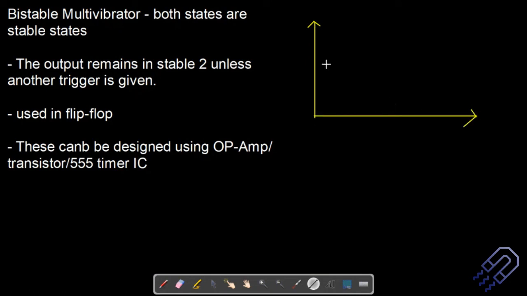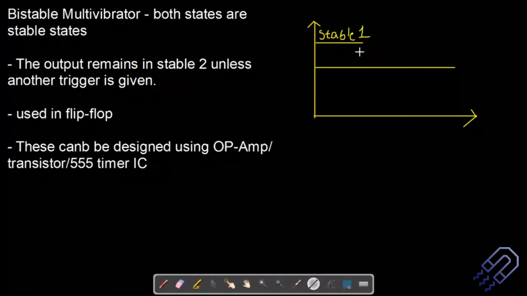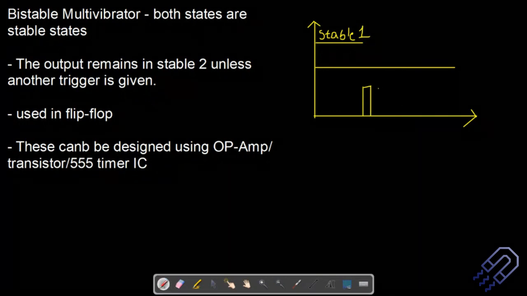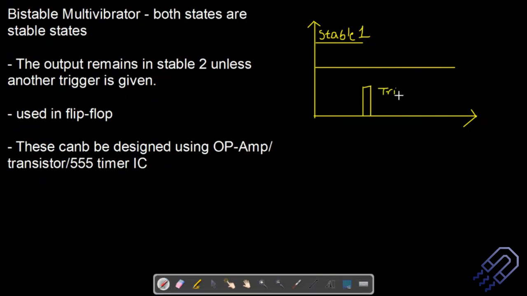So here also I do have this trigger. So I will take this, and let's say this is my stable state. Since there are two stable states, I'll write them as stable 1 and stable 2. So this is stable 1. Then I am going to apply a trigger here. When you draw it, please draw it clearly. When I ask this in an exam, please try to explain this better.